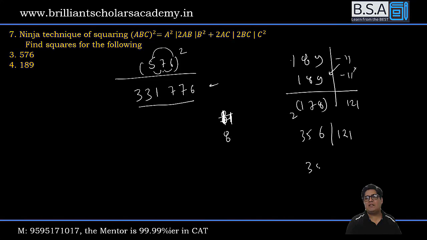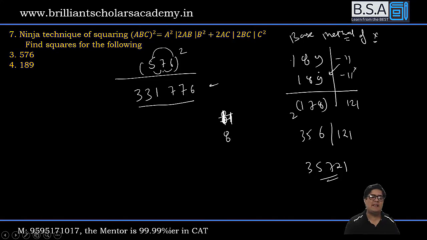Do you guys remember this approach? What approach? The base method of multiplication. I can use 100 as a base, 1000 as a base, 10,000 as a base. I can also customize it to 200, 300, 500. So I don't remember this. Perfectly fine. Form a square of this.